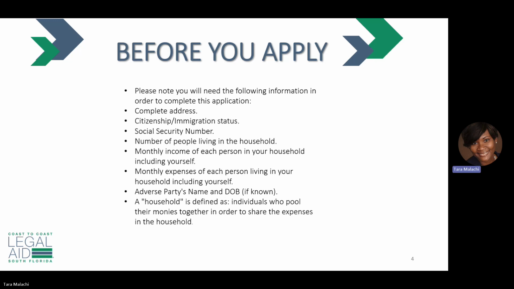Before you apply, we suggest you have a few things handy, such as your complete address, citizenship information, social security number, the number of people living in the household, monthly income of each person in your household, including yourself, the monthly expenses of each person living in your household, including yourself, the adverse party's name and date of birth. The adverse party can also be a business or organization.